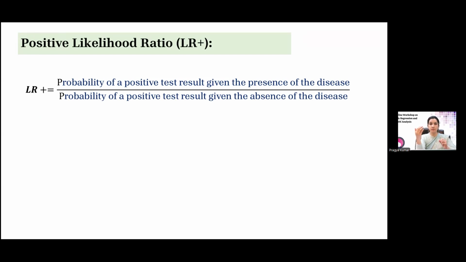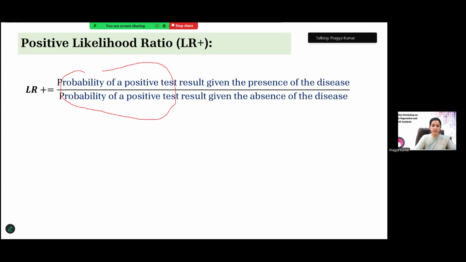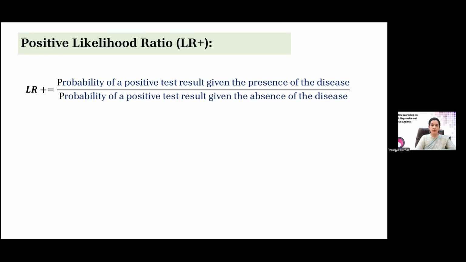So if in a person there is a positive result, what is the probability of that positive result if the person is actually having the disease? And what is the probability of the positive result if the person does not have the disease? So remember, here we are only talking about the positive result. In the numerator we take the presence of disease and in the denominator we take the absence of disease. If you convert this into false positivity and true positivity, the positive likelihood ratio is the ratio between the true positive rate and the false positive rate.